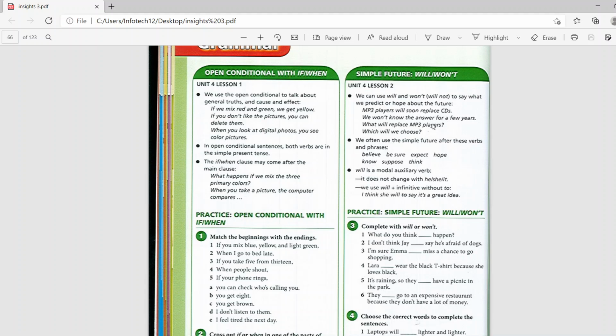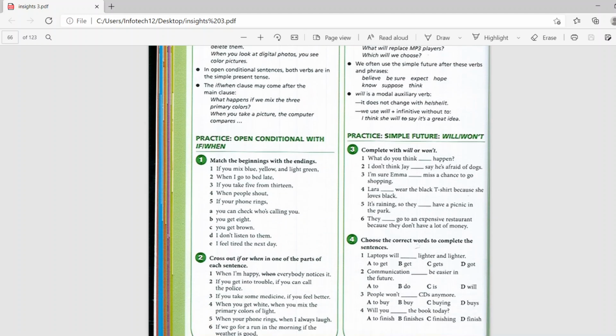Se los voy a mandar en una presentación de PowerPoint. Entonces ahí los voy a aclarar mucho más, a kind of deep, ¿ok? Un poquito más profundo la gramática para que ustedes les quede claro lo que es el Open Conditional. Si tienen alguna duda o alguna pregunta, claro, me la pueden hacer en la próxima clase, ¿ok?